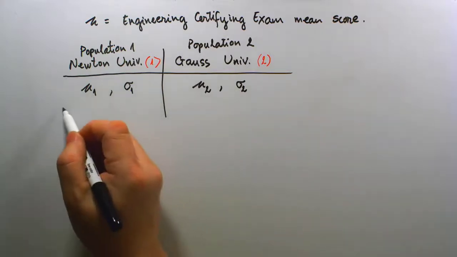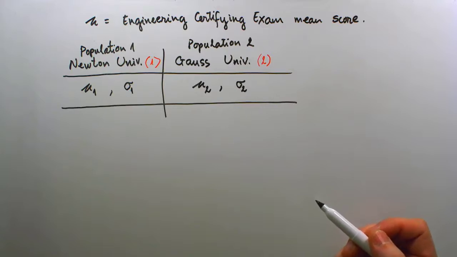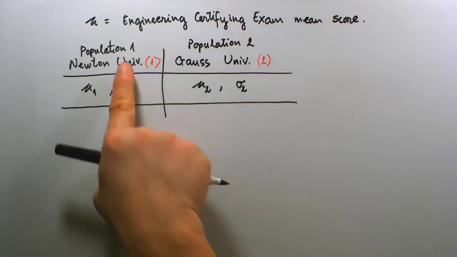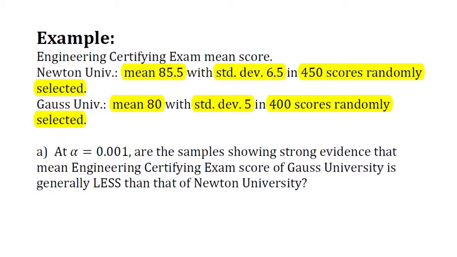And when it's now time to list down our sampling information, then from population 1, again back on the wording of the example, we have collected a sample of 450 scores randomly selected from Newton University. So this is now population 1. And so pay close attention to the mean and the standard deviation here before I switch back to the writing board here.